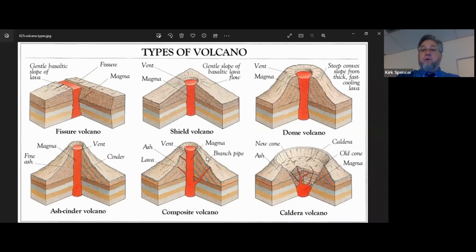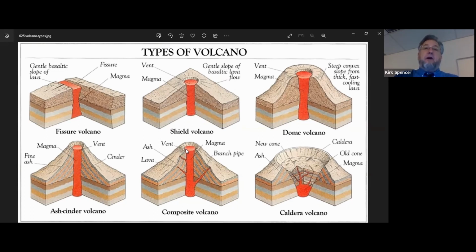And the main difference between those two is simply the composition of the magma. If the magma has a low silica content, it's very fluid, it flows over a long distance and creates a very low angle cone. If it's high in silica, it's very viscous, it's thick, and so it piles up and forms a steeper cone.